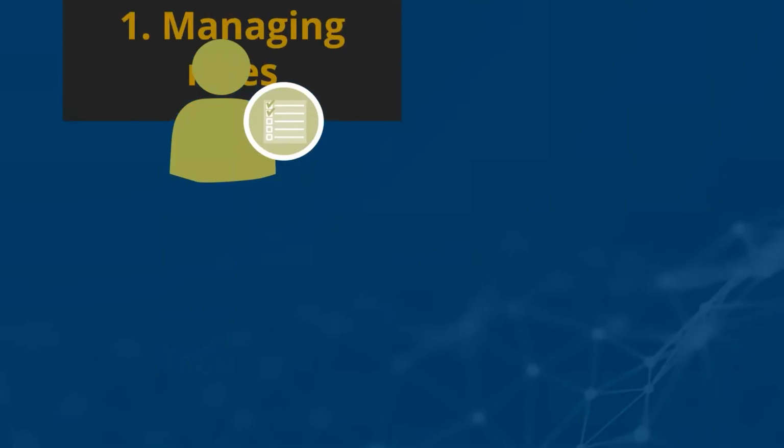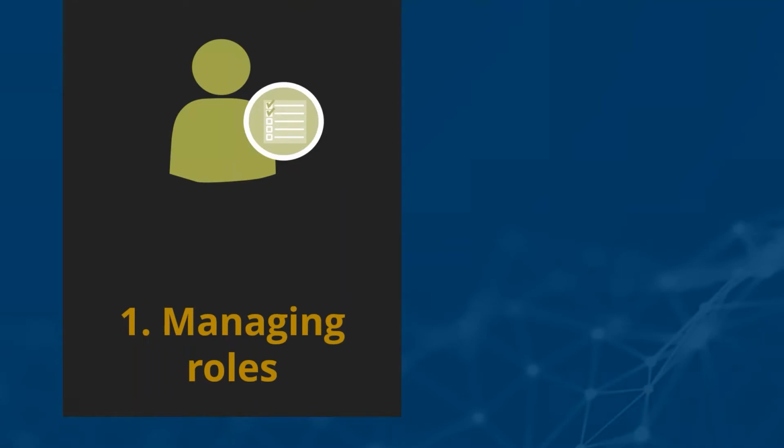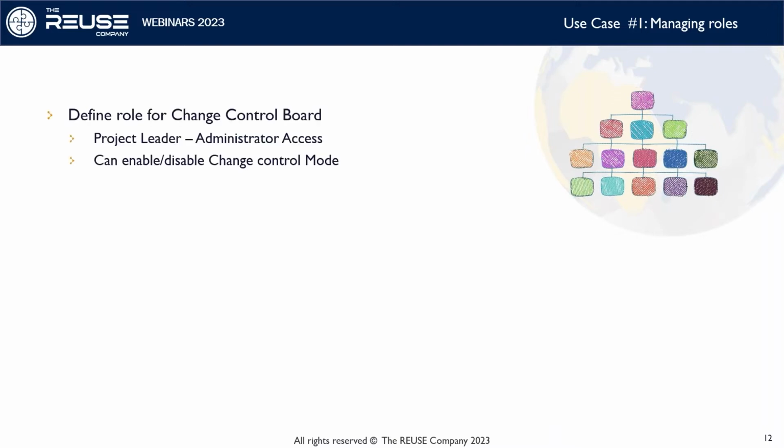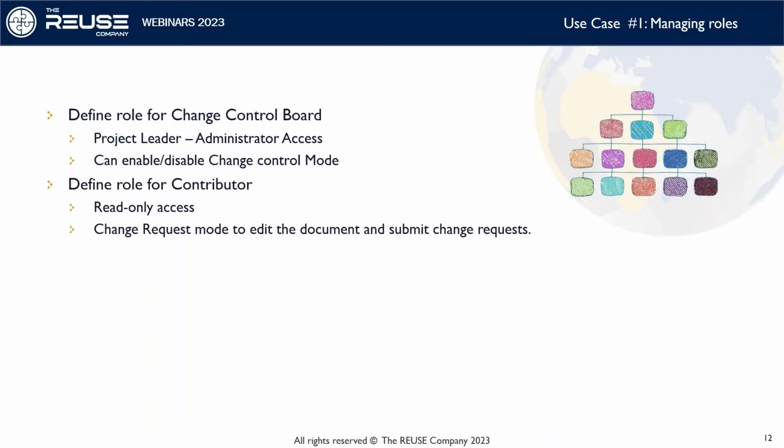So first, we have to manage the roles. So that's the first thing. So we work in organizations, so we have different roles in organizations and of course in projects. And this means we have to define who is controlling the changes. So who is the project leader, who can enable, disable the change control mode to decide that at a certain point of the project we should work in change control mode.